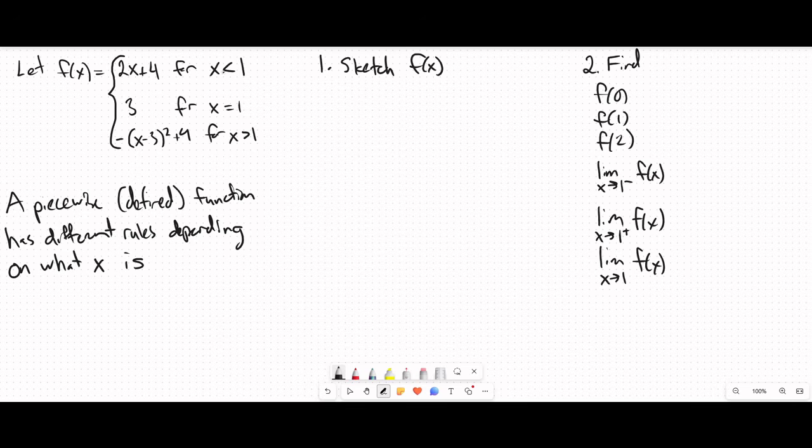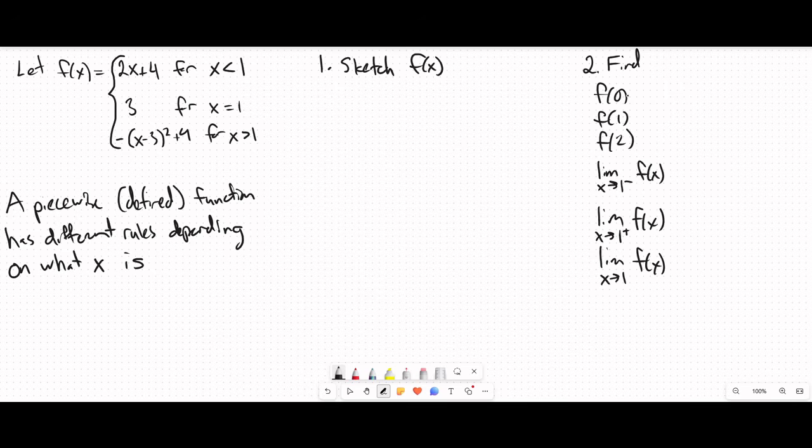This function, if x is less than 1, then we're going to evaluate it by doing 2x plus 4. If x equals 1, we'll just say the answer is 3. And if x is greater than 1, then we're going to do negative (x minus 3) squared plus 4. I'm going to bounce around a little bit. Let's start by practicing this. We're going to have to find some values. I'm not going to do the limits yet.